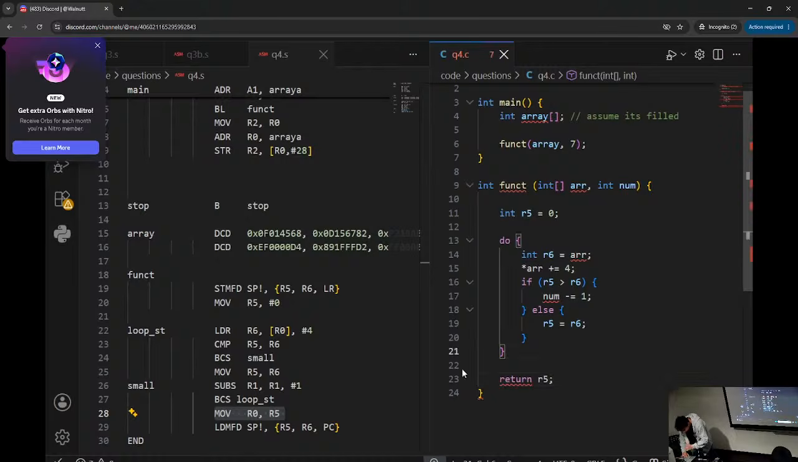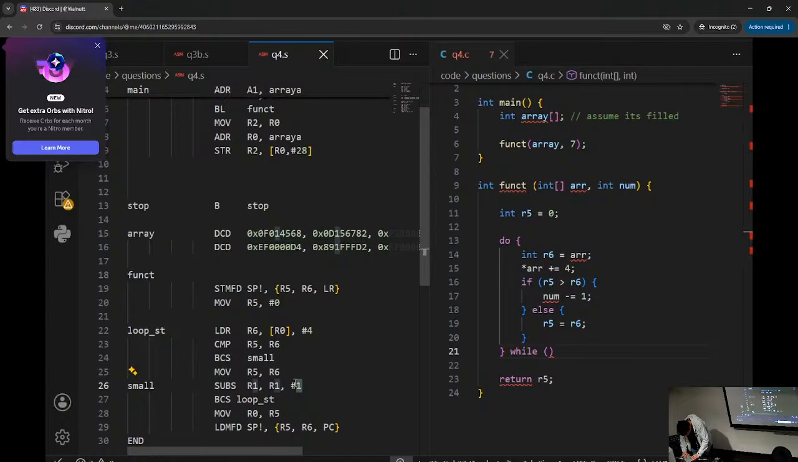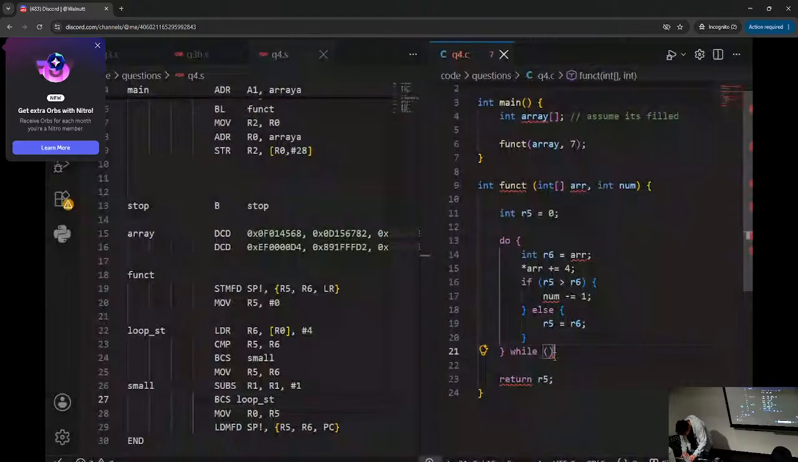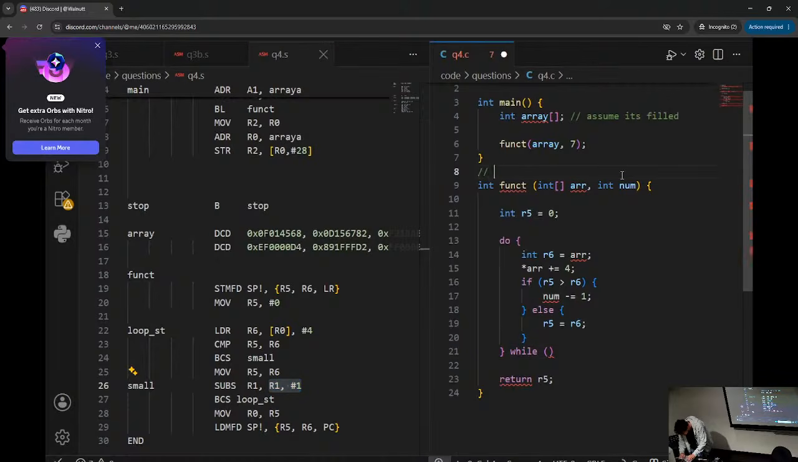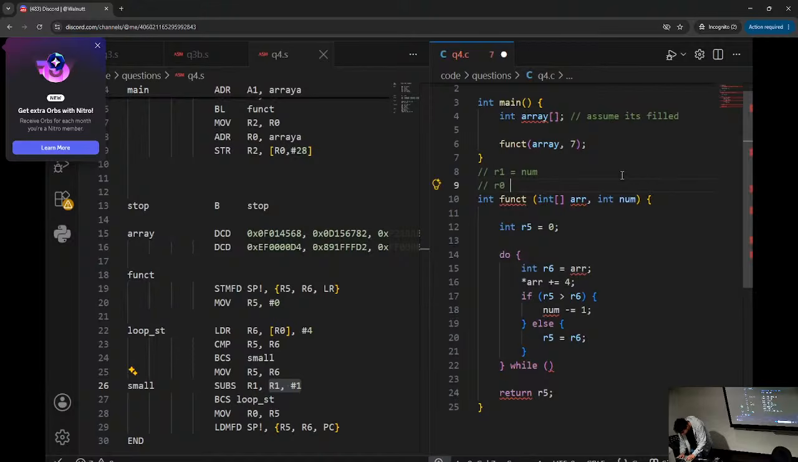Now, what is? Oh, hold on, I'm missing one important thing. The while loop has a BCS thing. All it's saying is we're comparing the value of R1 to 1 and just checking if that is positive. And what was R1? R1 was num, correct? Oh, I probably should define this. It's num, and then R0 was array. So what it's saying is num bigger than 0? Is it positive? All right.